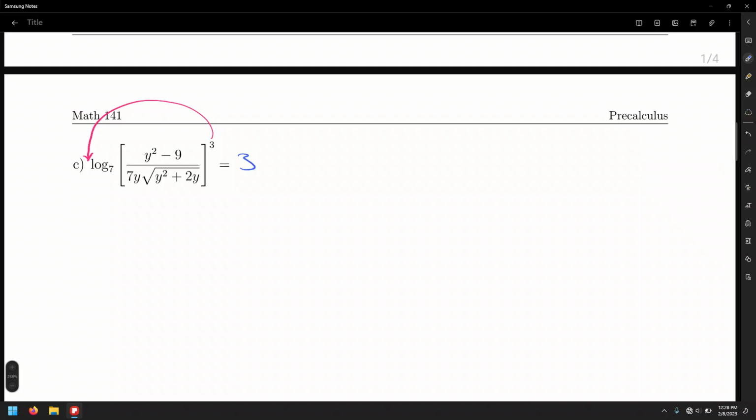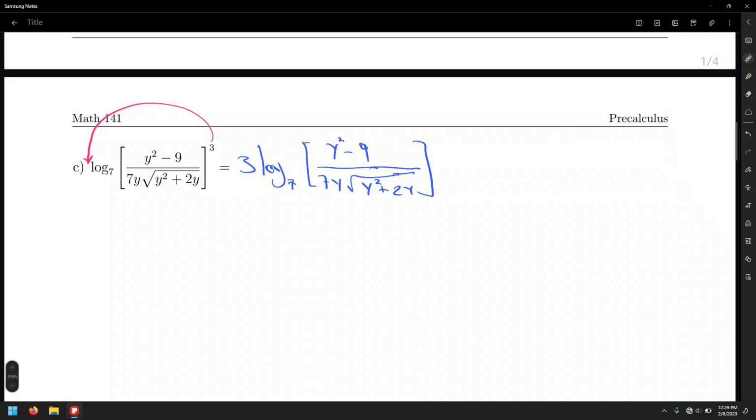And so that's going to be 3 times log base 7 of the quantity y squared minus 9. Well, you know what? No, let me leave it like this. And 7y square root of y squared minus 2y. All right? So number one, there's a couple of things we could do. Notice the quantity in the numerator, y squared minus 9. Did you notice that? Why is it minus 2y instead of plus 2y? Because I don't know. Thank you. It's a plus.